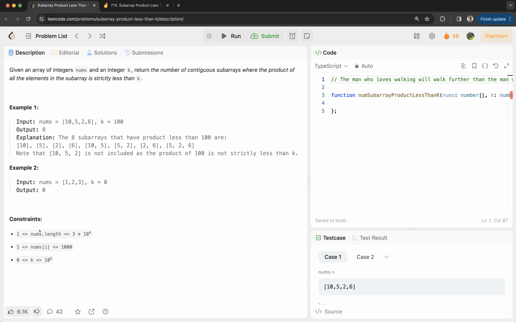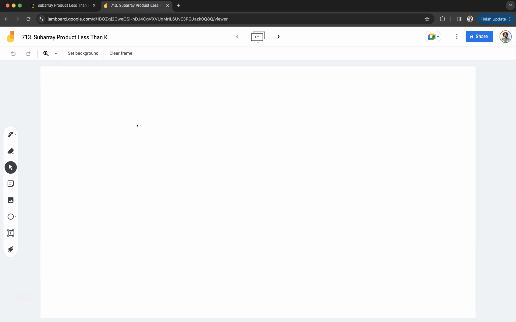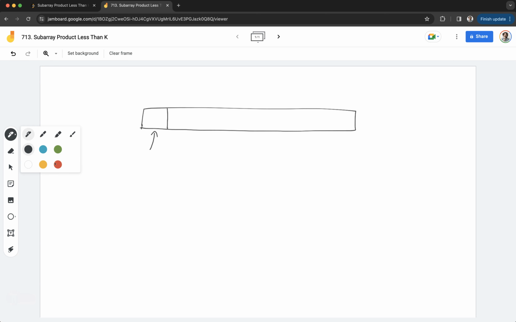So the first thing you should notice is how many subarrays do we have in general? Let's say you have an array and you want to count the total number of subarrays. One way of counting them is to count all of the subarrays that start here. If you start here, you can end anywhere, here, here, here, all the way up to here. So that would be n of them.